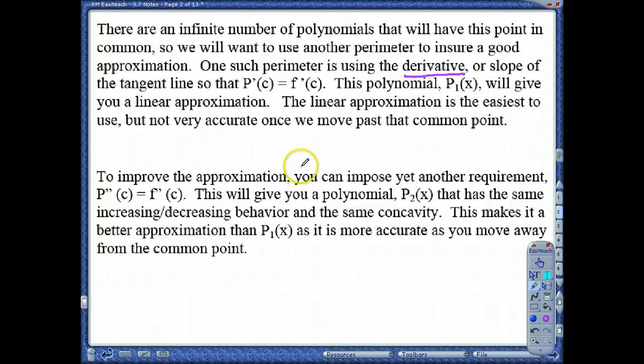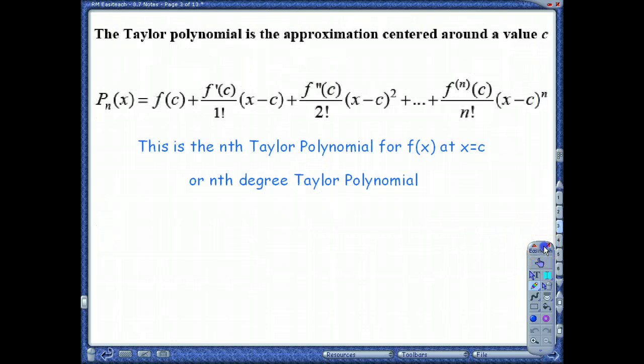So to improve the approximation, we impose yet another requirement. We're looking at the second derivative. This is going to give you a polynomial, and they call it p sub 2 because you use the second derivative, p sub 1 because you use the first derivative. It actually has the same increasing and decreasing behavior and the same concavity, so it's making a better approximation as we move a little bit further away from that c. So what we're going to end up with is a Taylor polynomial, p for polynomial. That's an approximation centered around that common value, that point they have in common, c.